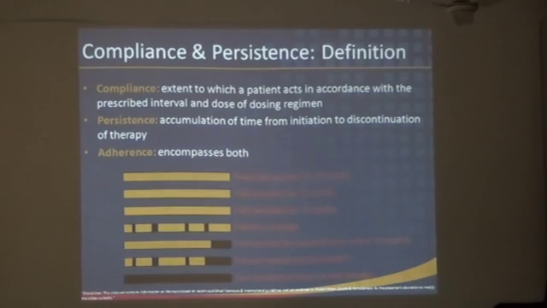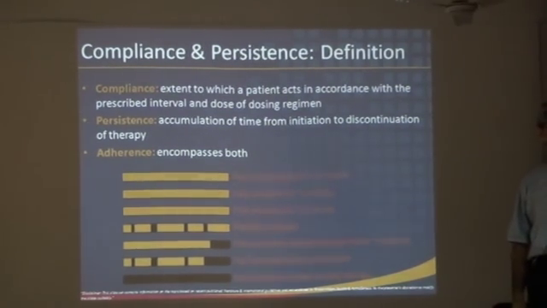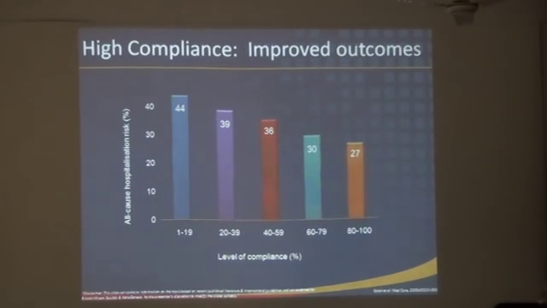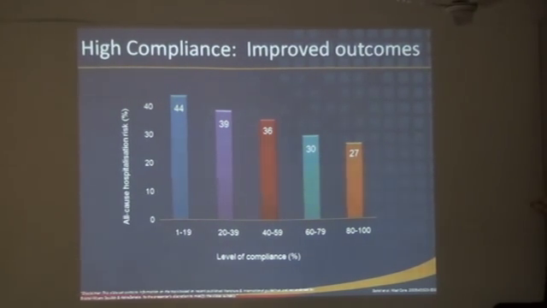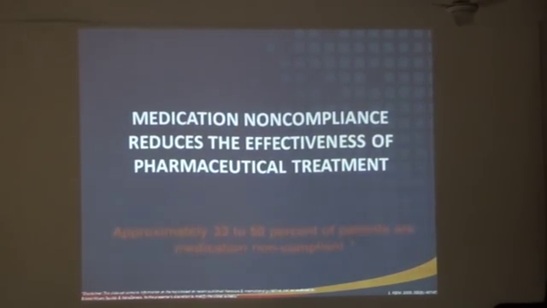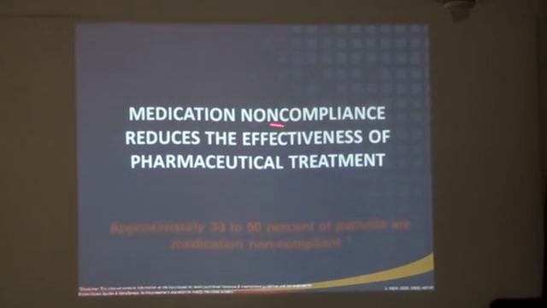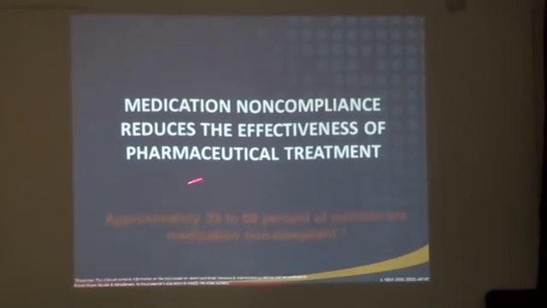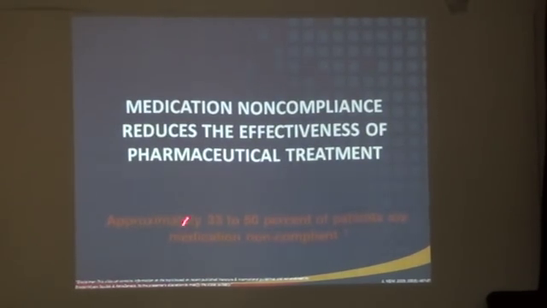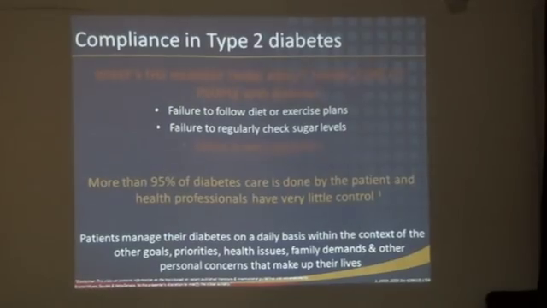So the control of a chronic problem is actually decided by the patient himself, not by you. We can write whatever we want, but it is the patient who decides whether he wants to take his medication or not. And we will see what the reasons are for that. What is the importance of this compliance? If you have high compliance, your hospital admission is very low. Compared to that, the more your non-compliance goes up, the more your hospital admission goes up. So this is related to complications. This is for any infection. So medication non-compliance, as we mentioned, reduces the effectiveness of pharmaceutical treatment, and on an average, one-third to half of your patients are non-compliant with the medication.